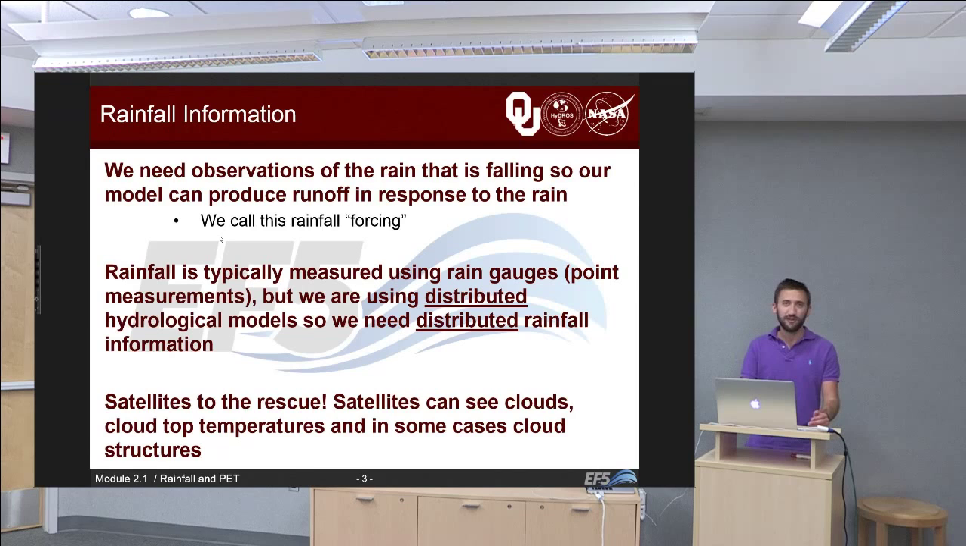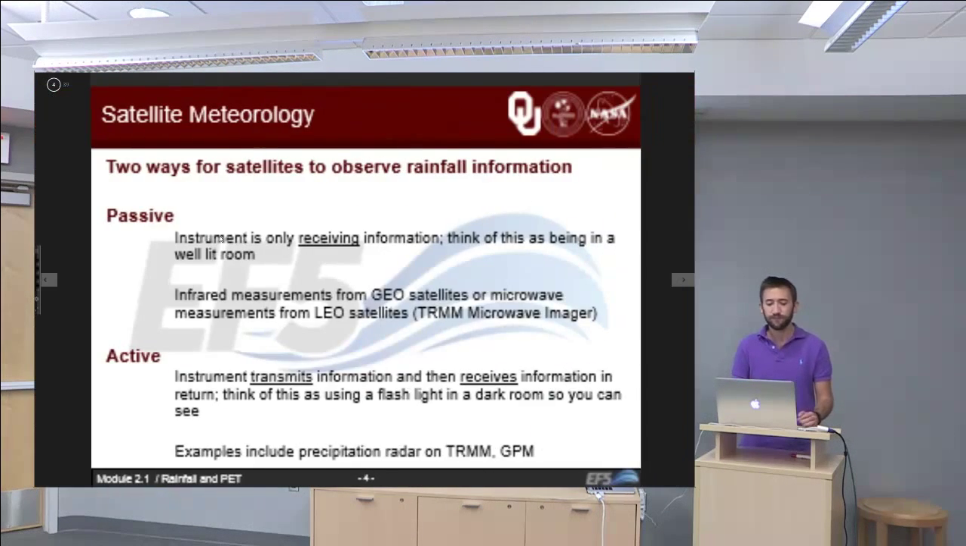Rainfall is typically measured using rain gauges, which are point measurements, but we're using a distributed hydrologic model, that is a model that is producing gridded data at all points within the model domain. And so we need distributed rainfall information to go along with that, which provides rainfall estimates at each point within the domain. The way to do this is with satellites to the rescue. They can see clouds, cloud top temperatures, and in some cases, even cloud structures.